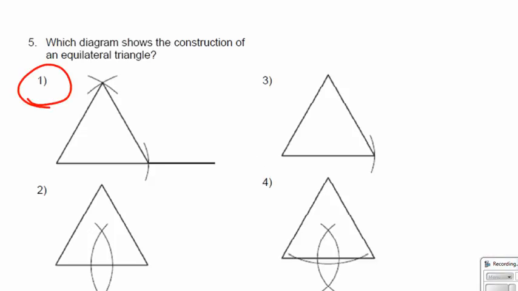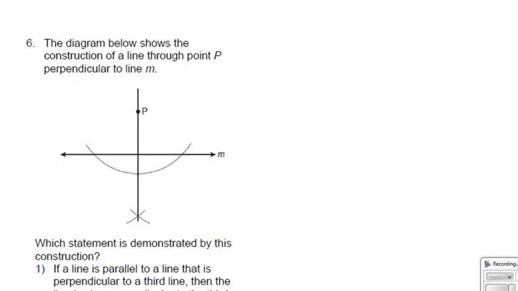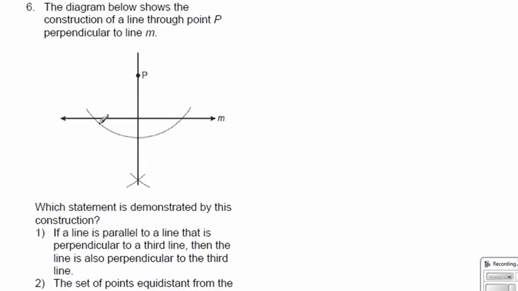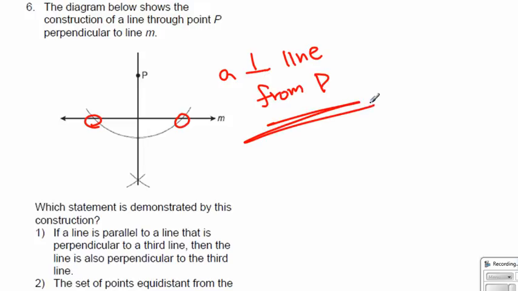All right, let us continue to number 6 here. We see that an arc has been sketched. It seems to be from point P. That means all these points are equidistant from point P, and then a pair of arcs has been drawn from this particular point here and here. This in fact is the construction of a perpendicular line from point P. That's what we're looking at.